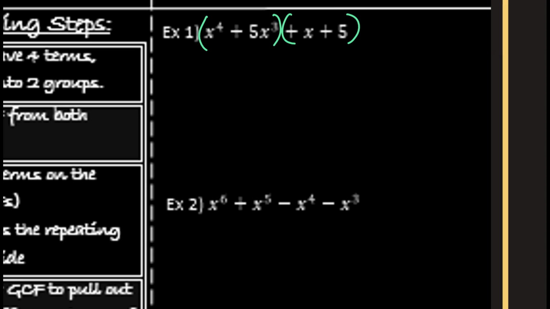So what is a GCF I can pull out of the first two terms? X cubed. I can pull an x cubed out of both. So what is x to the fourth power divided by x cubed? X. Sorry. What is 5x cubed divided by x cubed?